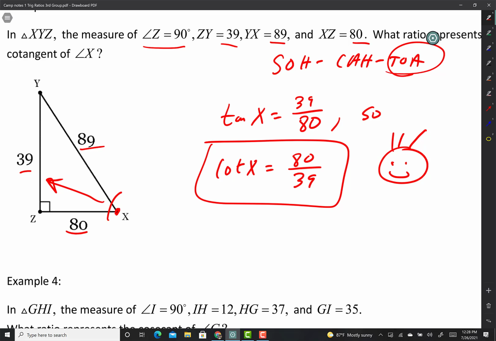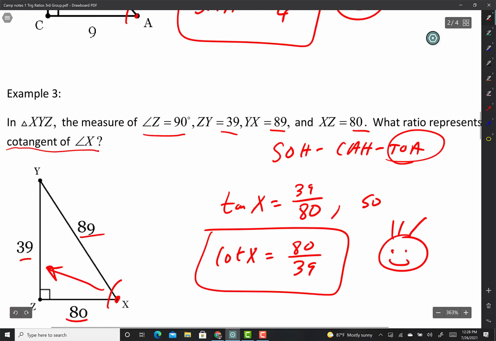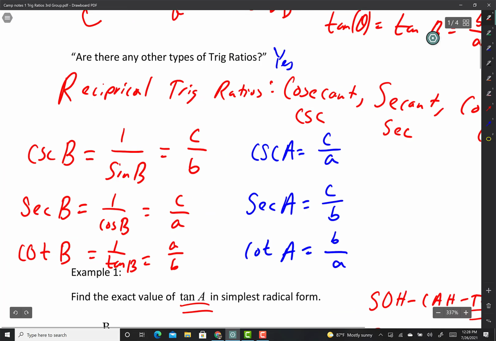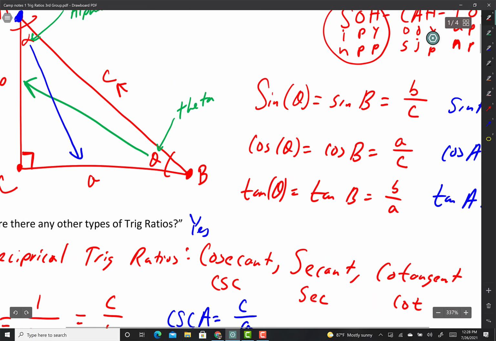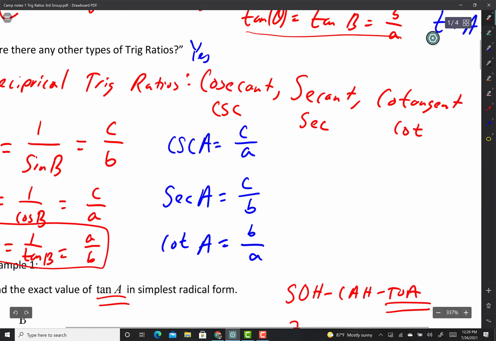You gotta tell me. So the question is, why does it flip? Because the question that they're asking is, what is cotangent of angle X? And if I come back to page 1, it tells me that cotangent is the reciprocal of tangent. Now remember what tangent was. Look, it says cotangent of B. Look what tangent of B was. Tangent of B was B over A. And look what happens. They flip it.